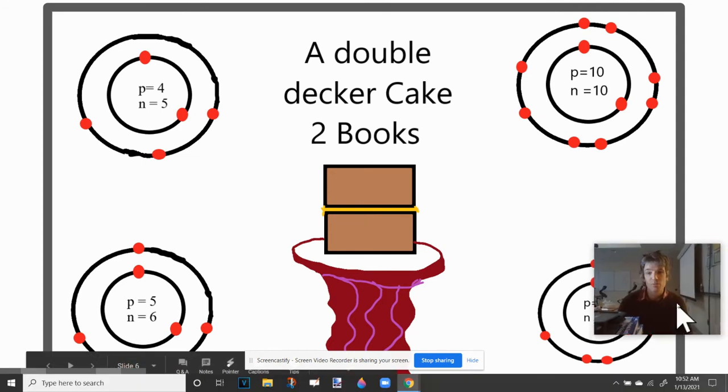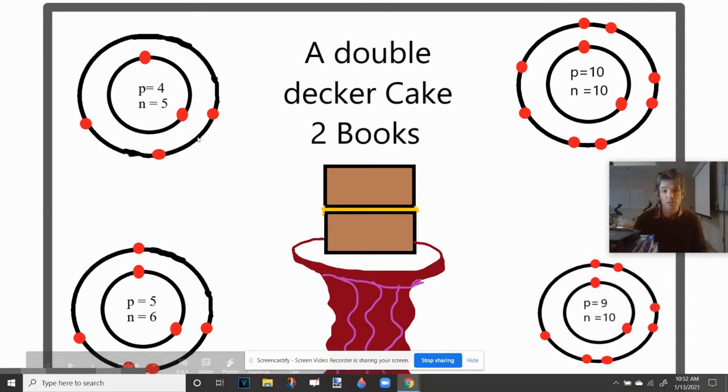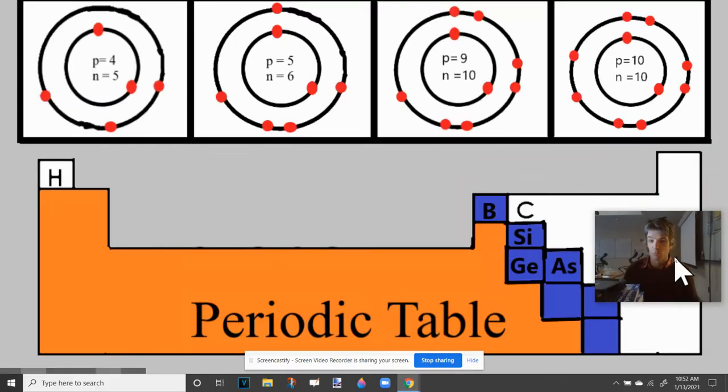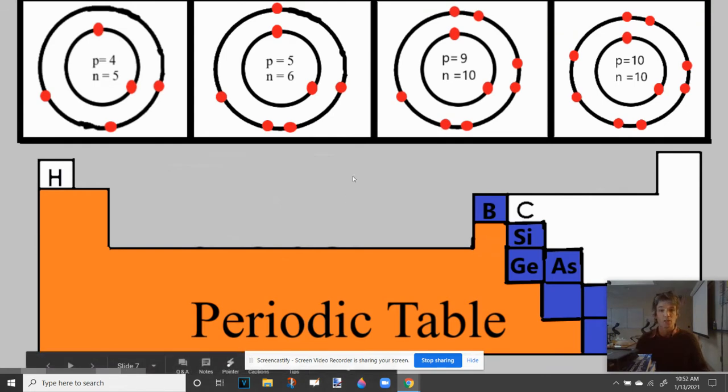Now, all these 4 atoms have 2 layers. You can see they have different numbers of parts, not different parts. All the parts are the same, but they all have the same layering in that they all have 2 layers. Now, what's really cool is when you start to chart these things in terms of where they are.